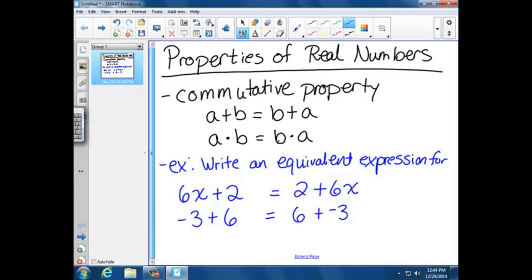Same with multiplication. If we had 2a times 5, that should be the same as 5 times 2a. 2a times 5, if we actually wanted to figure it out, that'd be 10a. 5 times 2a would still be 10a. I mean, we could simplify those last two examples and see that it would be the same thing on either side. So that's called the commutative property.